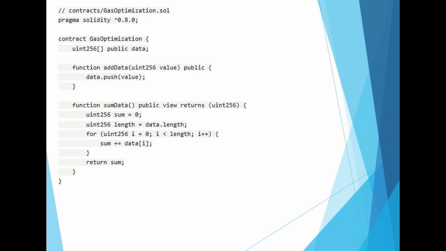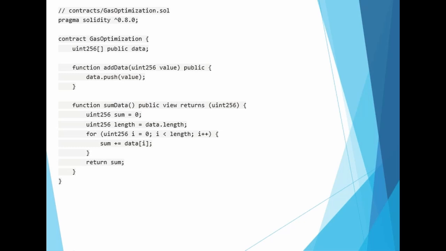In this contract, the addData function adds a new value to the data array. The built-in push function, which is efficient for appending elements to the array, is used here. The sumData function calculates the sum of all elements in the data array. By storing the array length in a local variable, the function avoids repeatedly accessing the array length during each iteration of the loop. This optimization reduces the gas cost as accessing a local variable is cheaper than accessing the storage.